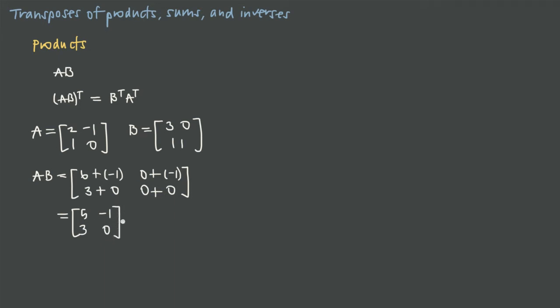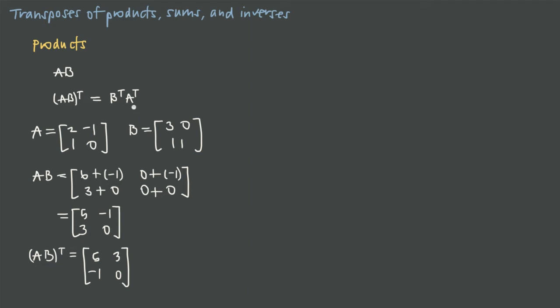So there's AB, which means that (AB) transpose, we just take the transpose of this 2 by 2 matrix, and we would take the first row, 5, negative 1, and make it the first column, 5, negative 1, and then the second row, 3, 0, becomes the second column, 3, 0, and there's (AB) transpose when we first take the product AB and then transpose it.